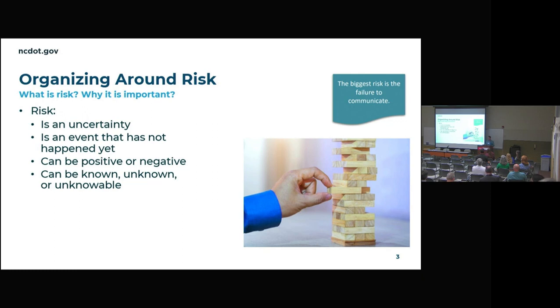So risk as a definition, it is an uncertain event. Now, it could positively or negatively affect a project. Now, it's a possibility that has not happened yet. If you have an event during your project that you know will happen, that's not a risk. That's something you're going to have as a milestone, right? It could be knowable or unknowable. It could be something that is known as well.